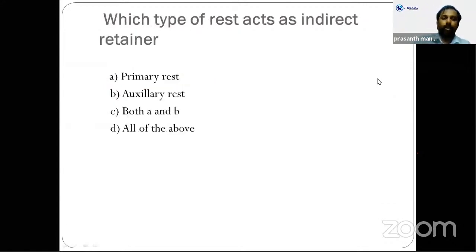Mandibular incisors. Which type of rest acts as an indirect retainer? The primary rest, the auxiliary rest, both A and B, all of the above. It is the auxiliary rest which will act as an indirect retainer.